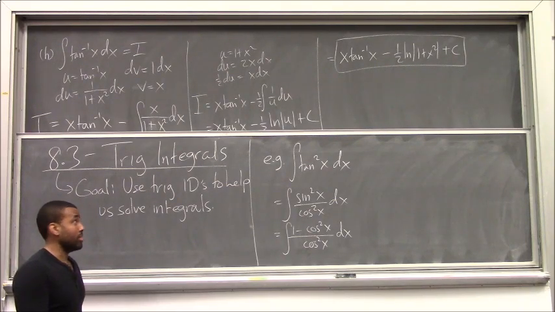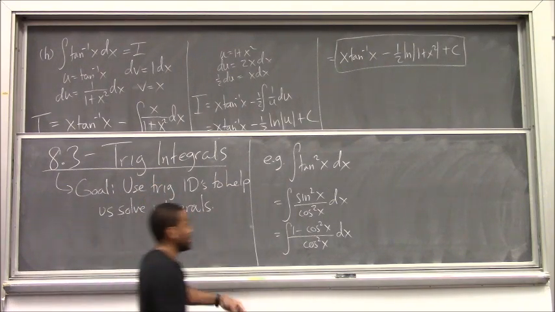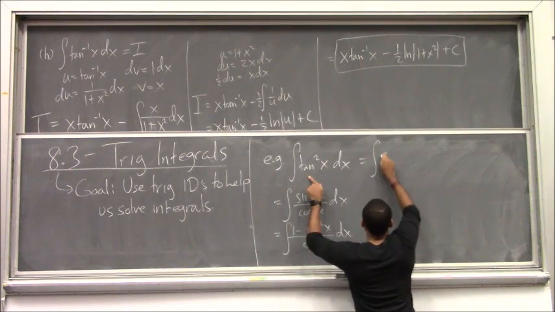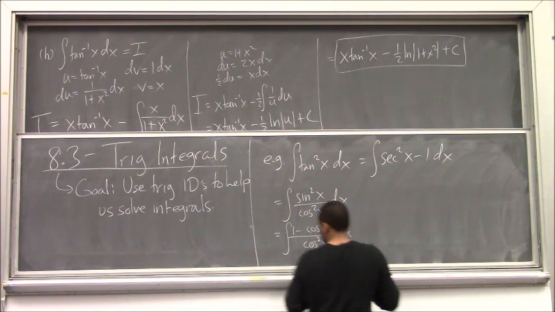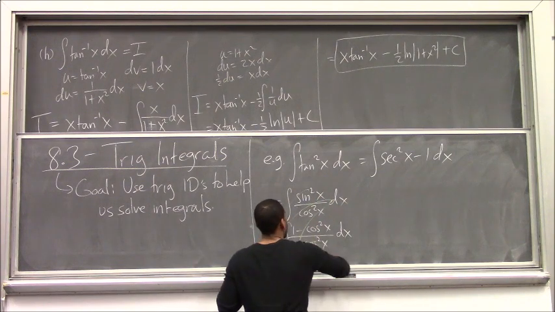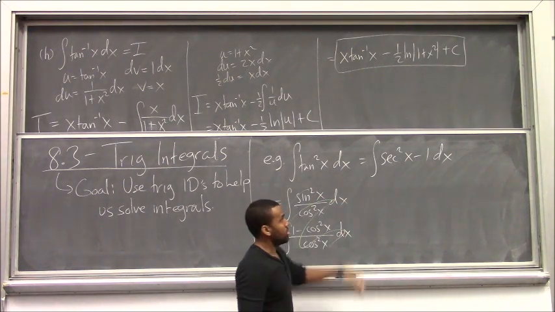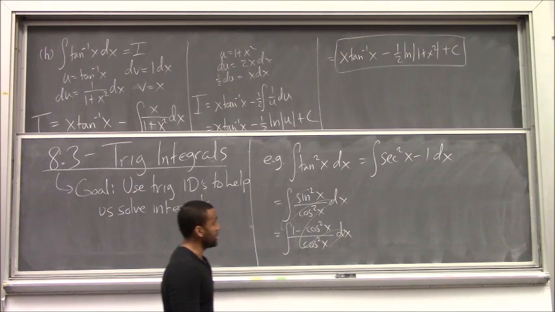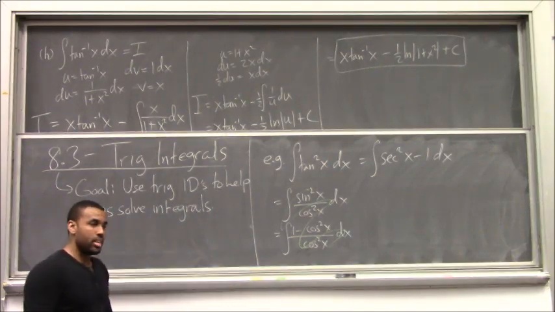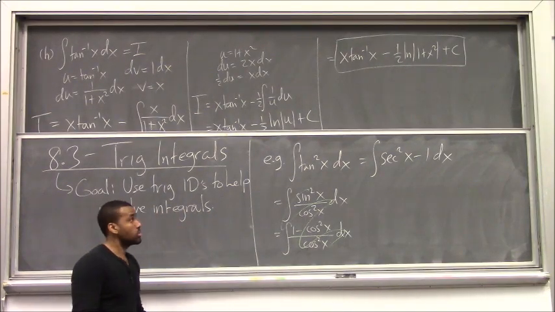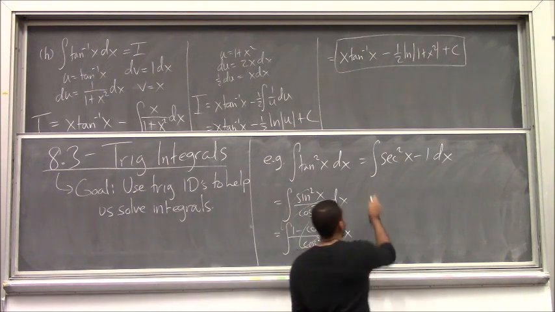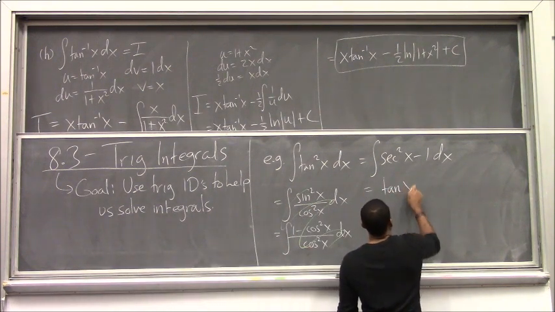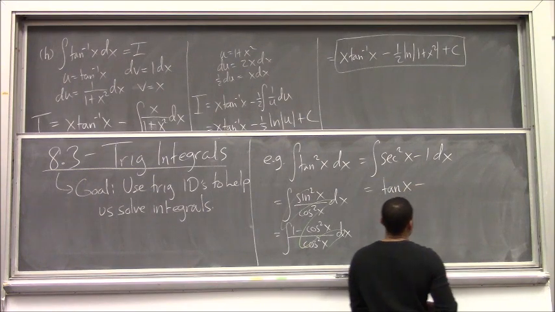Right, which by the way, is an identity. Tangent squared is equal to secant squared minus 1. So you probably didn't have to go through all this to get there. That's an identity. Why is that identity useful? Because the integral of secant squared is tan. Right, you do know the integral of secant squared. Do you know the integral of 1?